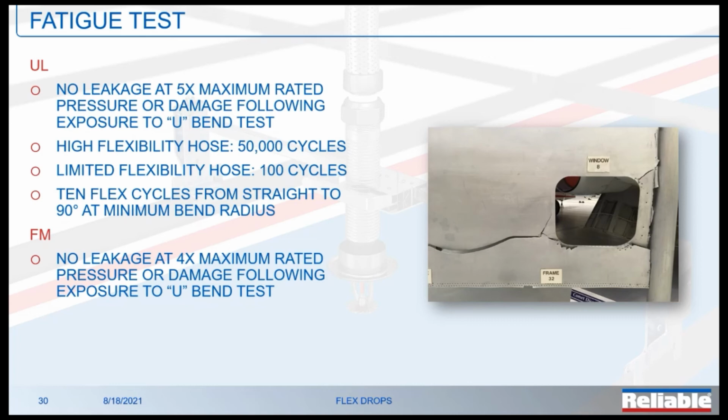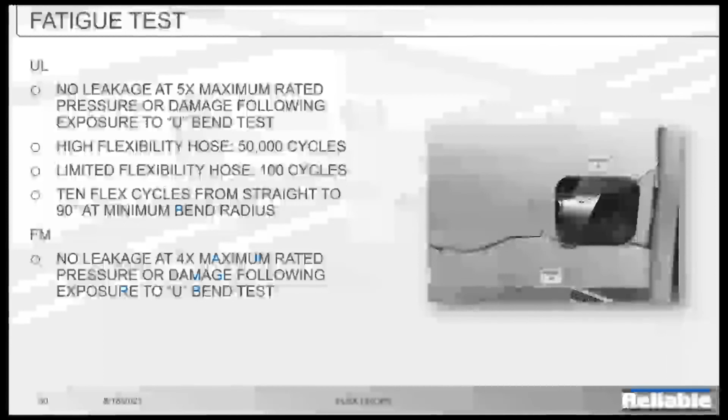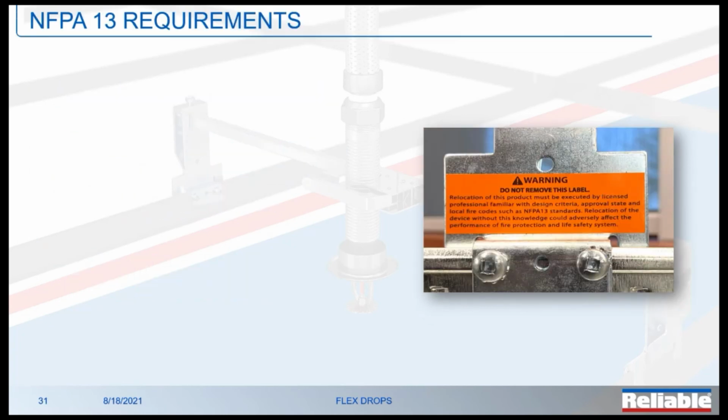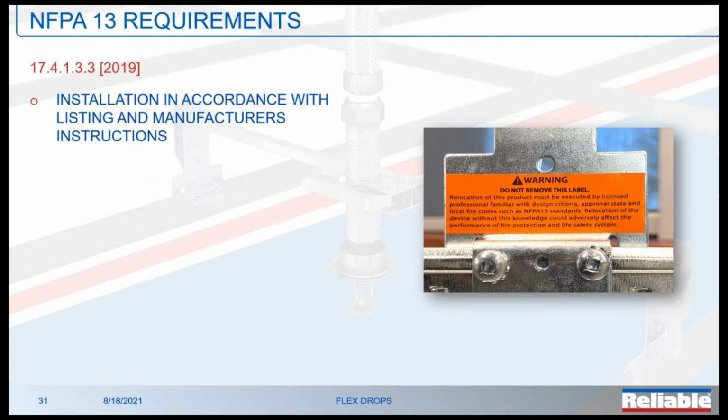So that's what we're after there, to make sure that during regular use, we don't have a problem with components in there. So again, 50,000 cycles at 5 to 30 per minute for Factory Mutual. So those are the tests. So hopefully, again, you've got a good picture that this thing has gone through a lot of testing.